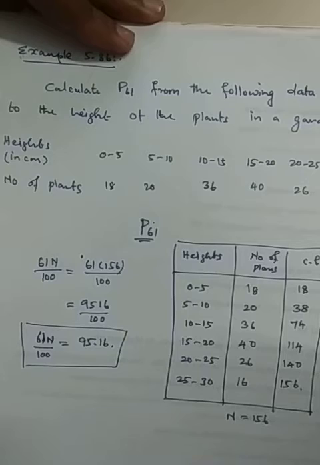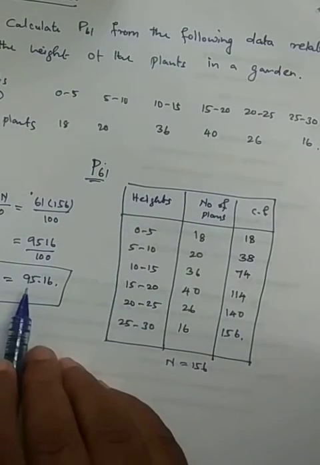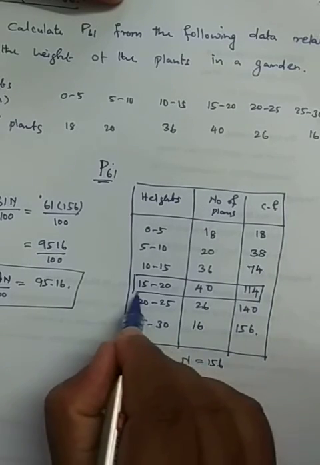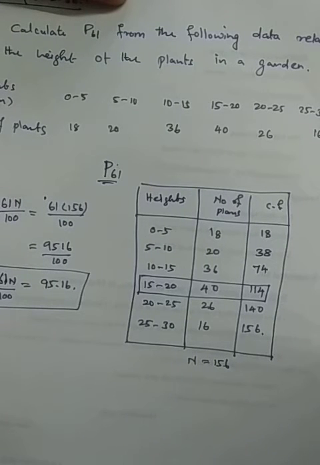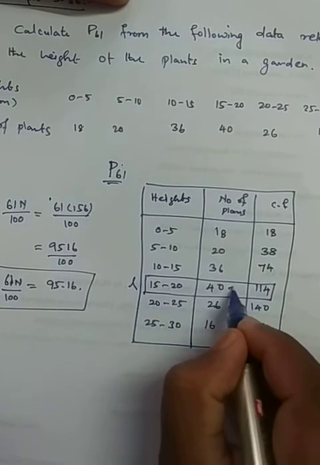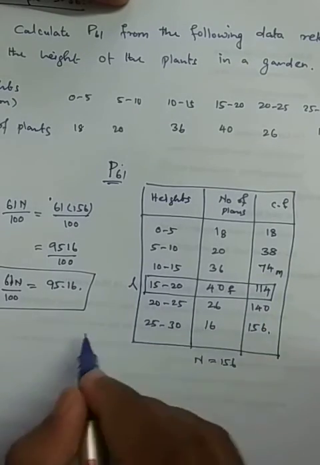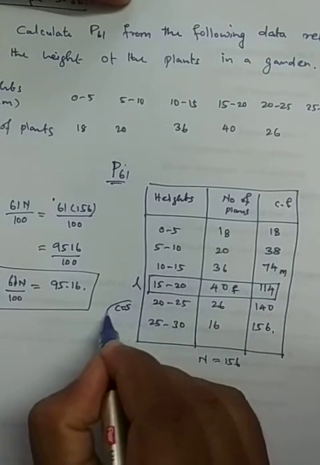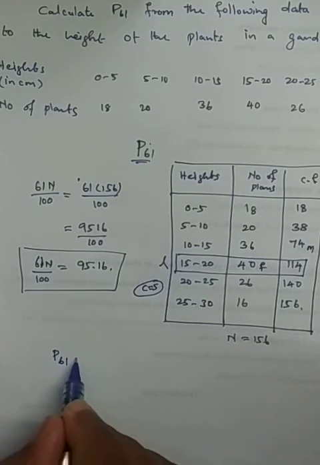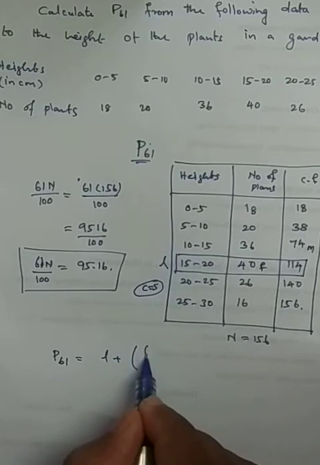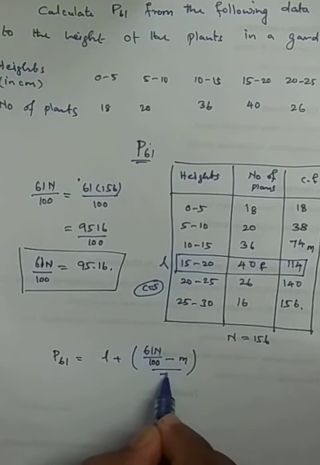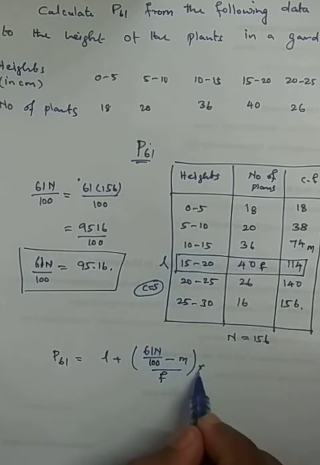So now next, where does 95 come? You check: 74, it's 100. Slightly greater than this, you take. That is the interval we are going to take here. So now L is 15. This is the L value, this is the F value, this is the M value. And what's the C value here? The difference is 5, so the C value is 5. Now what's the formula? P61 equals L plus (61n by 100 minus m) by f into c.